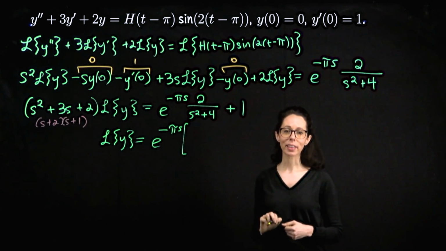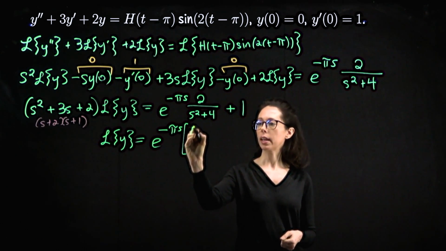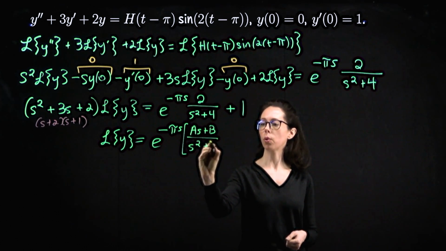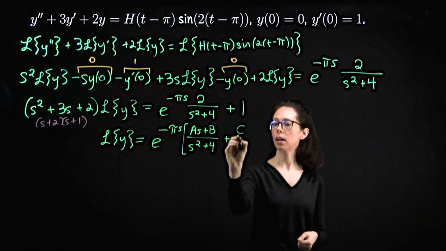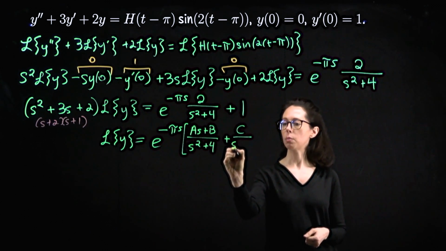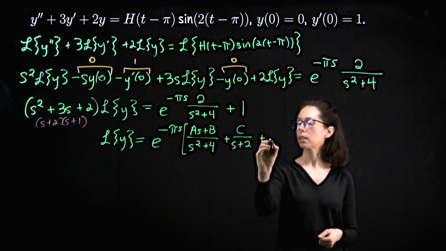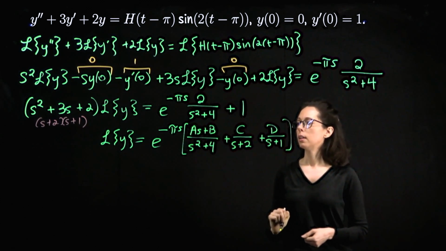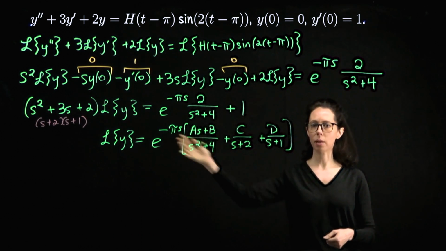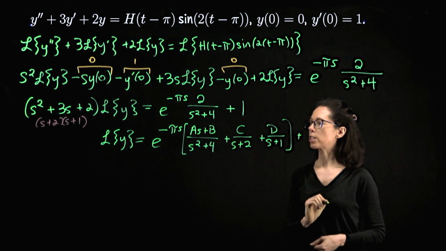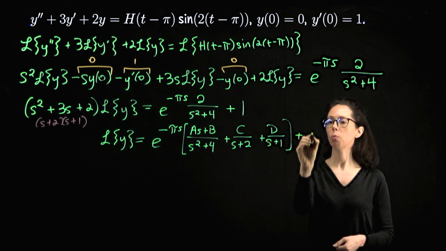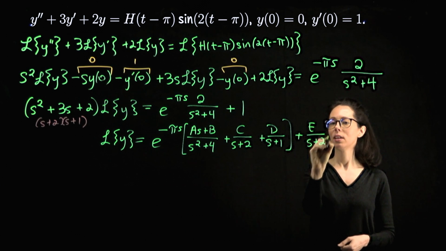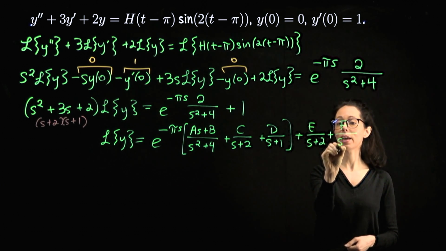Setting that up for partial fractions, it's going to look like As plus B divided by s squared plus 4, plus a constant, I'll call it C, divided by s plus 2, plus a constant D divided by s plus 1. And then plus 1 divided by that product. Again, setting this up for partial fraction decomposition, let's write E divided by s plus 2 plus F divided by s plus 1.